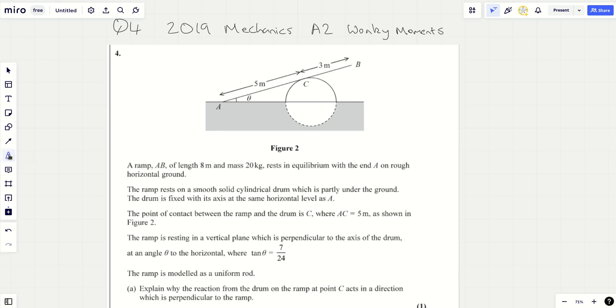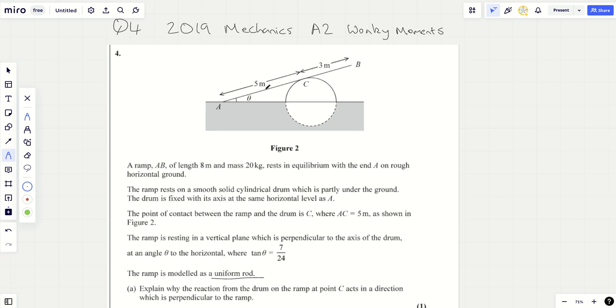Hello and welcome to another video, this time on question 4 from 2019 Mechanics A2, and it's a wonky moments question. So let's have a go. Okay, we've got a ramp AB of length 8 meters, mass 20 kilograms. I'm going to quickly scan down to see if it's uniform. Yep, it's a uniform rod.